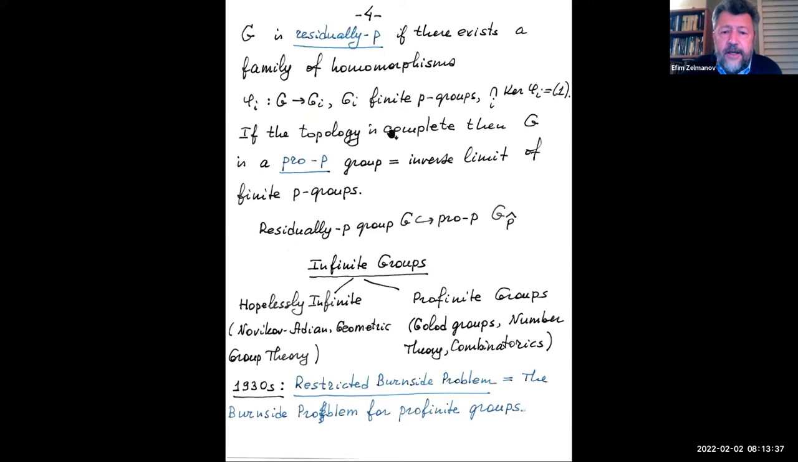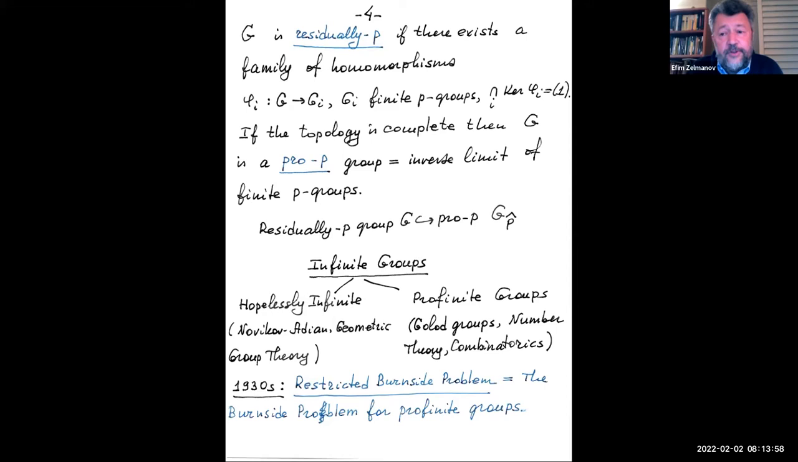Again, we can take these subgroups as bases of neighborhoods of the identity element. G is a topological group. If the topology is complete, then we say that G is a pro-P group, or an inverse limit of finite P groups. Every residually P group is embeddable into its pro-P completion.